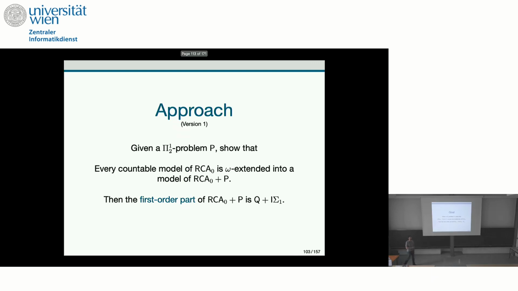So that's the goal. And the approach for that, because of this omega extension proof, is, given a pi12 problem, to show that every countable model of RCA0 is omega extended into a model of RCA0 plus P. Then, by the previous consideration, the first order part of RCA0 plus P is again Robinson arithmetic plus I sigma 1. Okay?